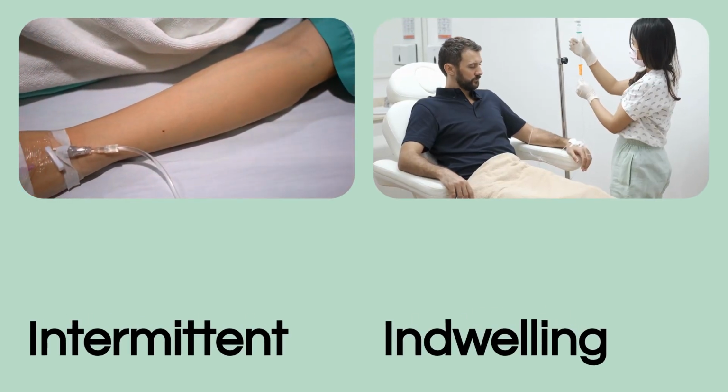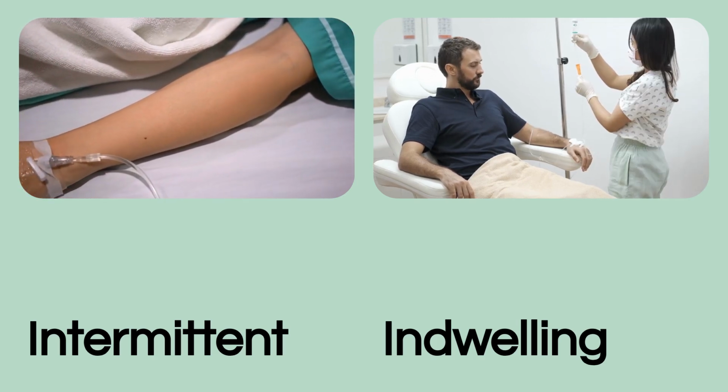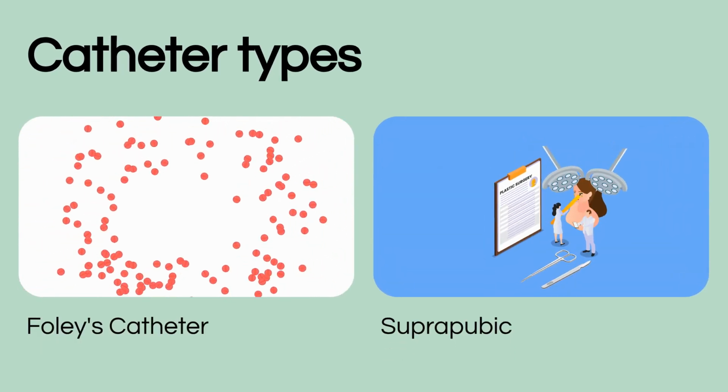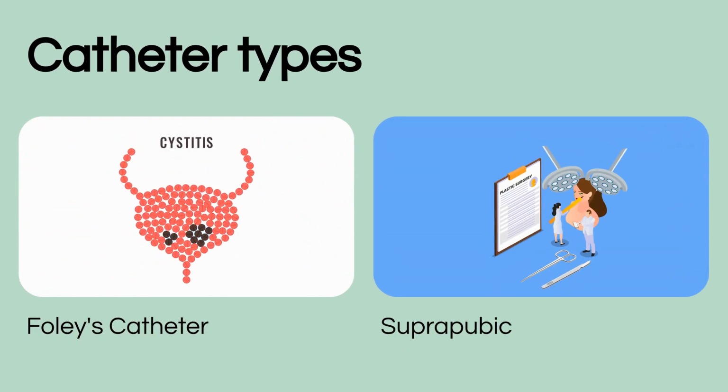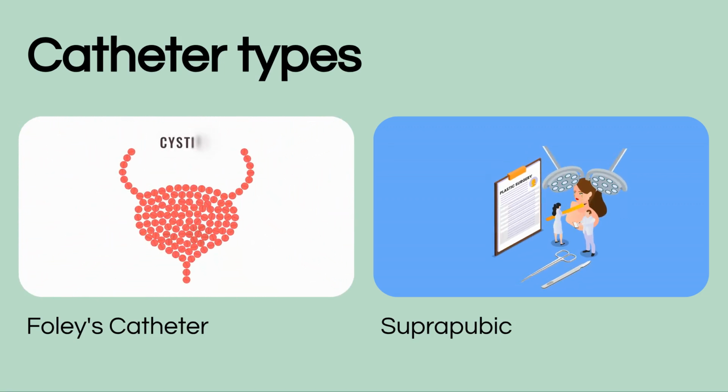Indwelling catheters remain in place for a period, while intermittent catheterization means the tube is removed immediately after draining the bladder. Common types include the Foley's catheter for indwelling use, the Robinson's catheter for straight drainage, and the suprapubic catheter, which is surgically placed above the pubic bone.